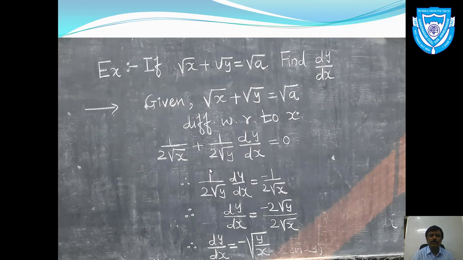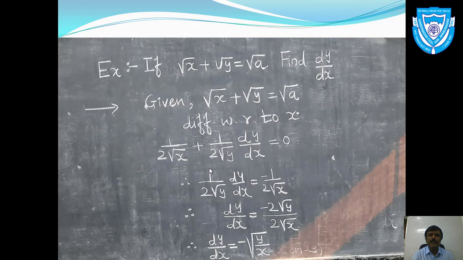right hand side. So in the next step we have 1 upon 2 root y into dy by dx is equal to minus 1 upon 2 root x. After shifting this 1 upon 2 root x to the right hand side, it becomes minus. So now we directly find the value of dy by dx: dy upon dx is equal to minus 2 root y upon 2 root x.